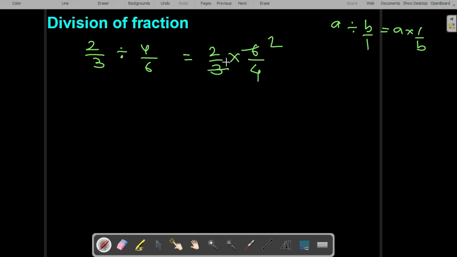Now 3 into 2, 6, correct? 2 into 1, 2 into 2, 4. Now 2 into 1, 2 into 1. So the answer is what? 1.